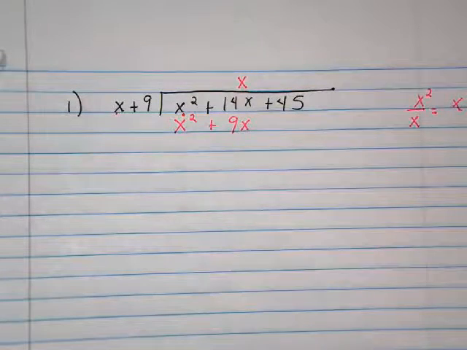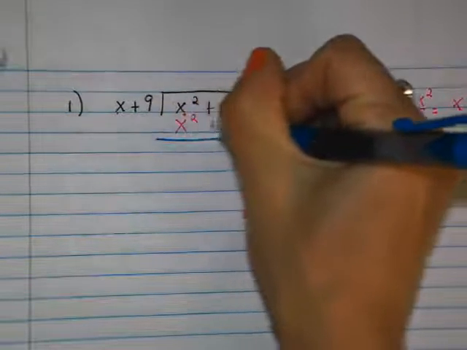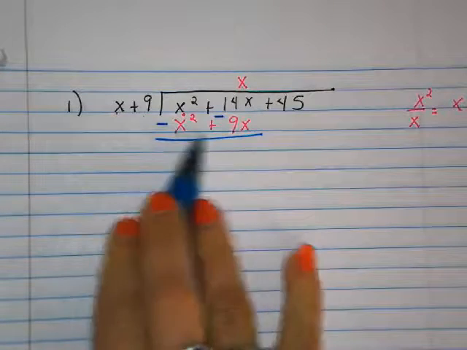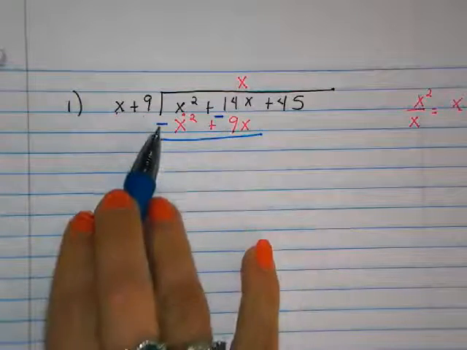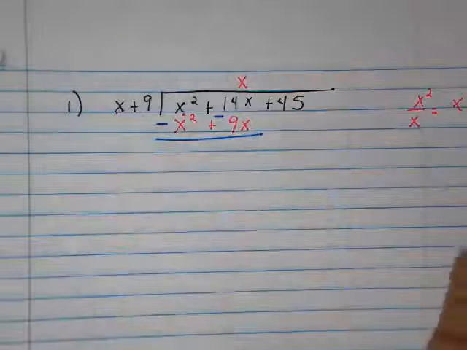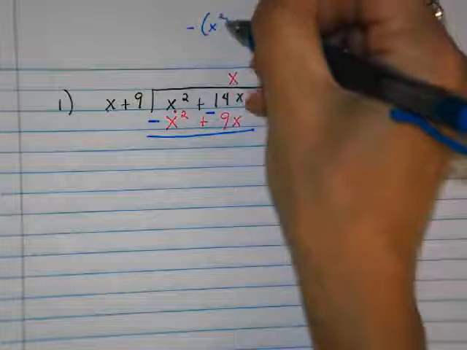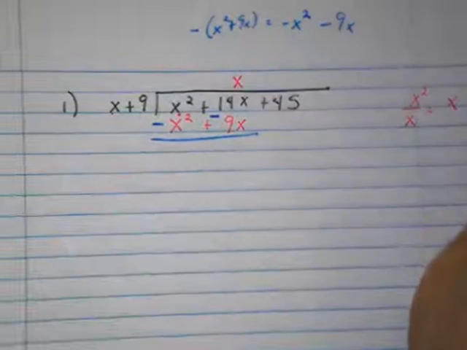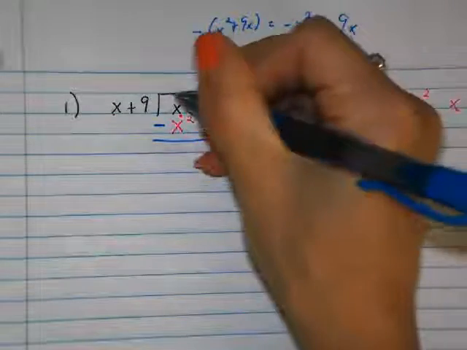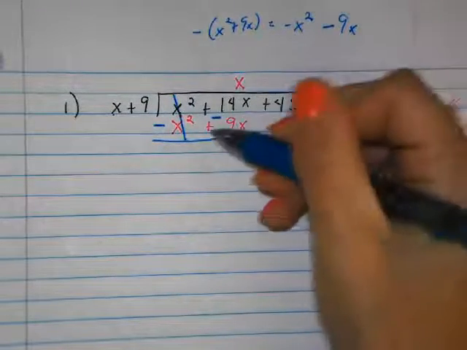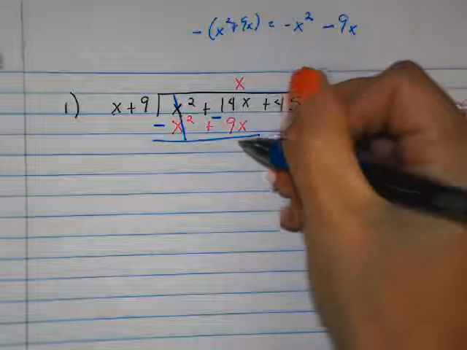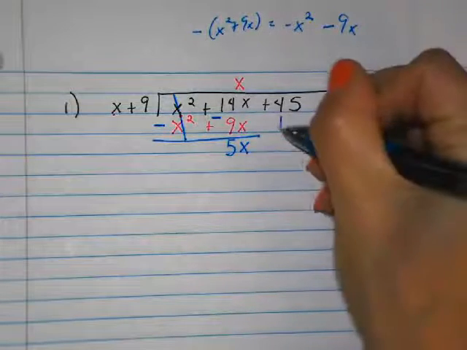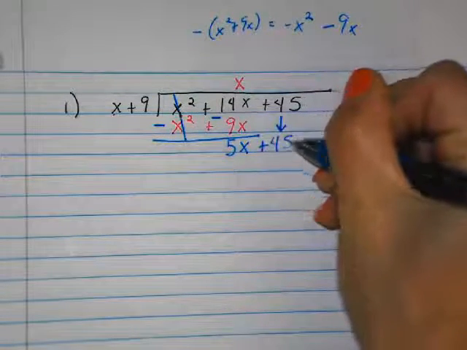Okay? Number 4, subtract. Draw a line and change the signs. The reason that both signs get changed is because when you subtract, remember you have to distribute your negative, right? If I'm going to subtract x squared plus 9x, that's really a negative x squared minus 9x. Okay, that's where it's coming from. Alright, these cancel. 14 minus 9, time to do some old school math there. 5x. Step 5, bring down the next term, plus 45.